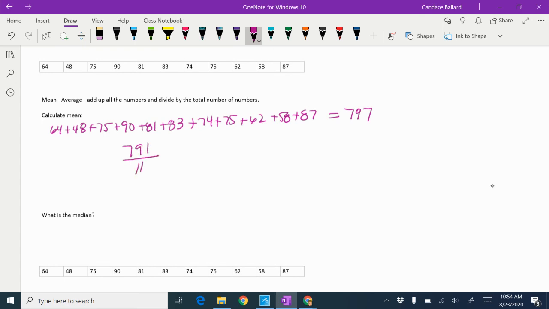Then I'm supposed to take that 797 and divide it by the total number of numbers. So I'm going to divide it by 11. When I divide it by 11, I do get a decimal. We get 72.455. You always do 3 decimal places for me, even if it doesn't say 3 decimal places rounded. But don't do your rounding until you're at the very end of the problem. That'll make more sense when we see standard deviation. But that's your calculation of mean. So this is your mean value.